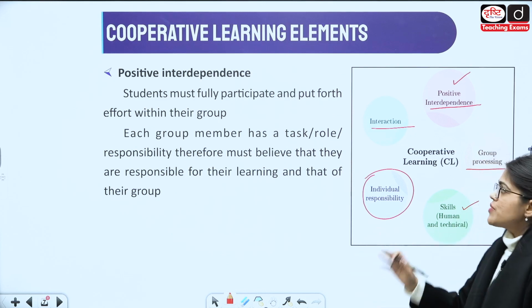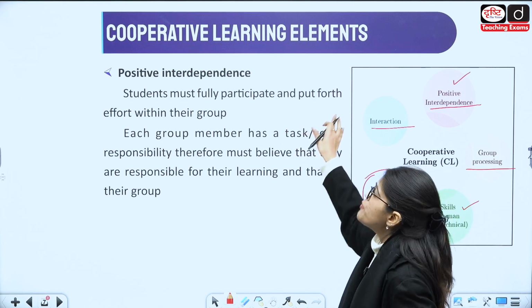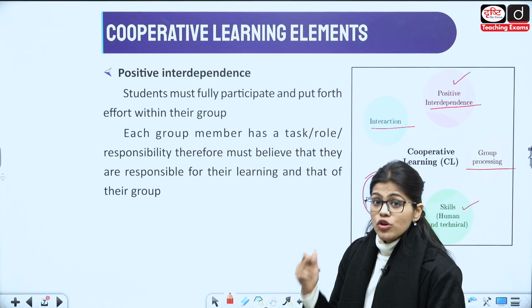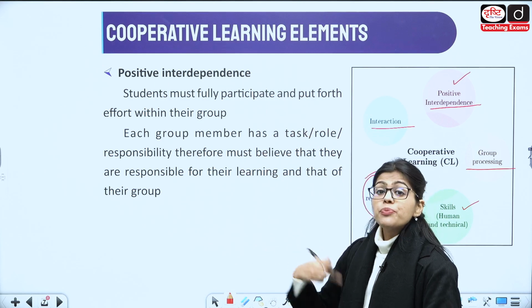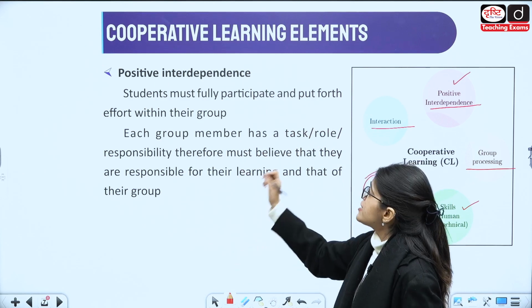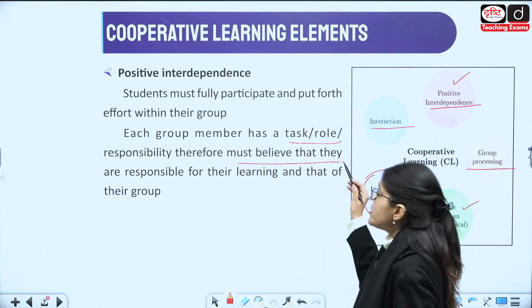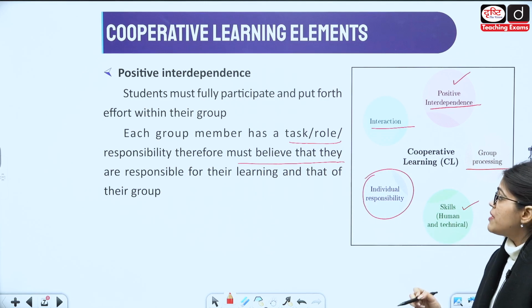Students must fully participate and put forth effort within their own group. Each group member has a task or a role or a responsibility. Therefore, they must believe that they are responsible for their learning.